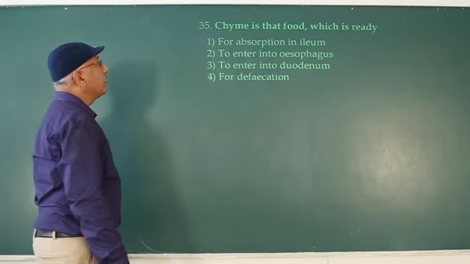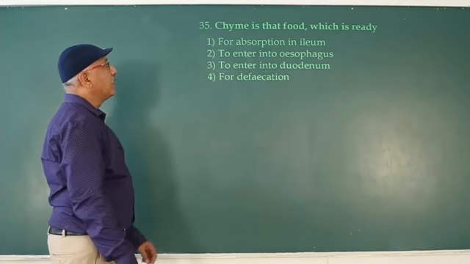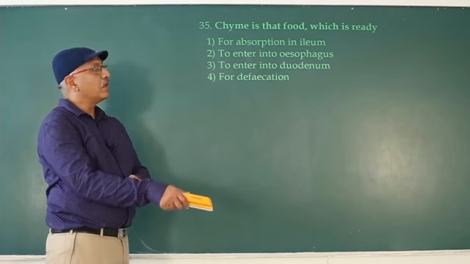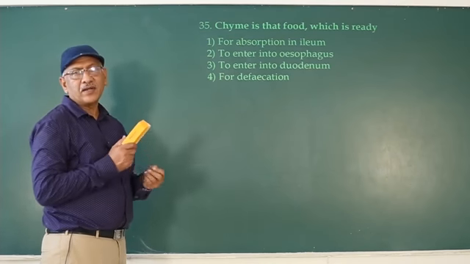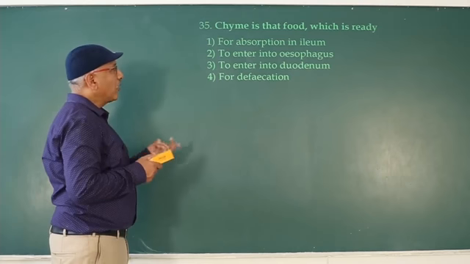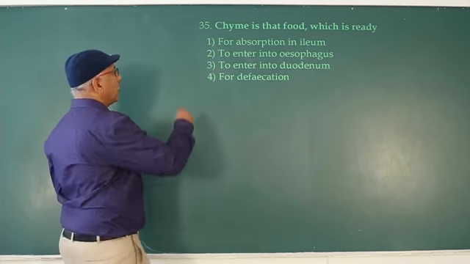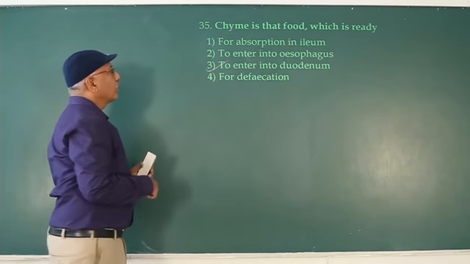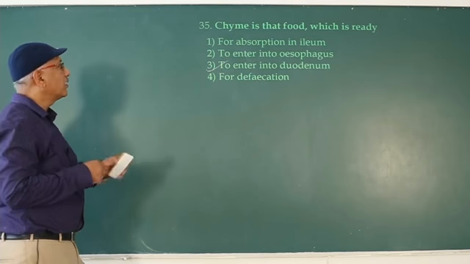Next question. Chyme is that food which is ready for absorption in the ileum. Wrong. Chyme is a semi-digested acidic food. To enter into the esophagus. Wrong. To enter into the duodenum. Correct.